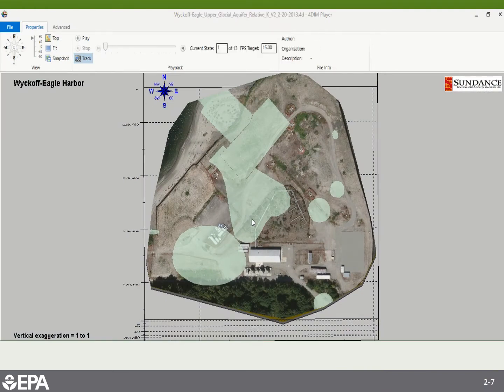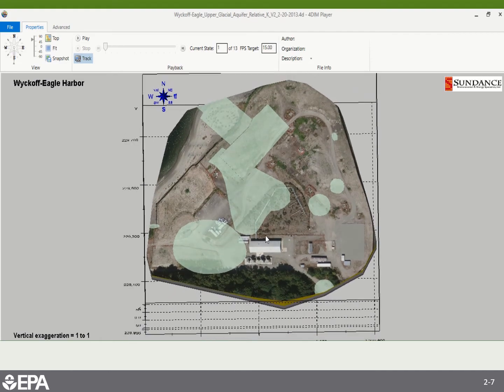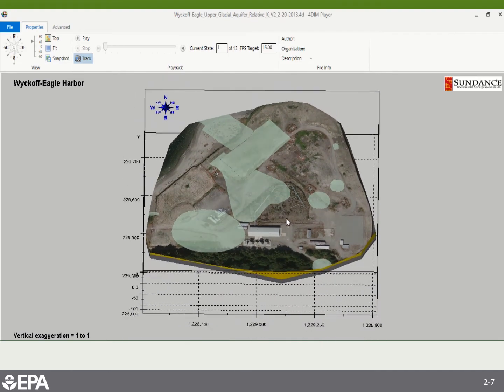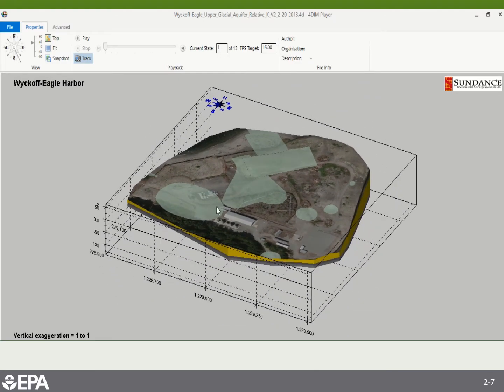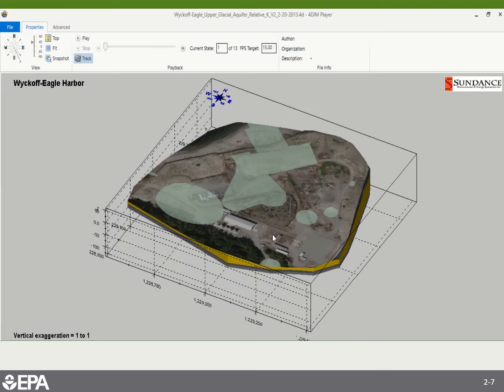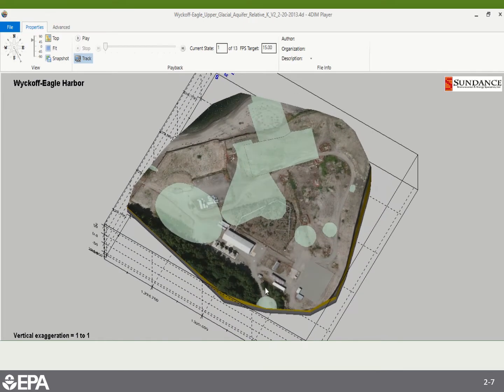So here we have the Wyckoff Eagle Harbor site located in EPA Region 10. It's on Bainbridge Island, just to the west of Puget Sound and the city of Seattle in Washington State. It's a former wood treater. It's about 8 acres in size. Currently there's a sheet pile wall that extends around the site, and there is a water treatment facility and the remnants of what was a thermal treatment pilot.